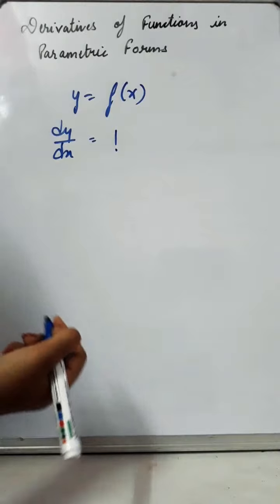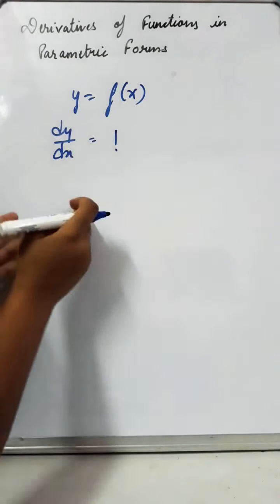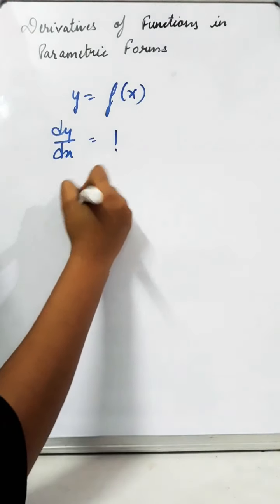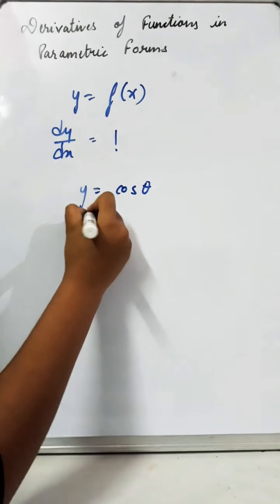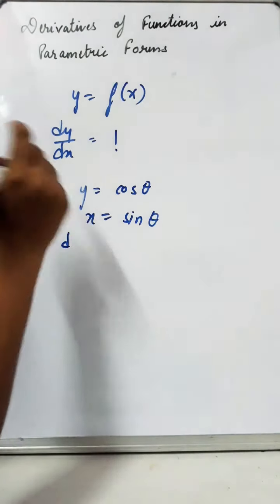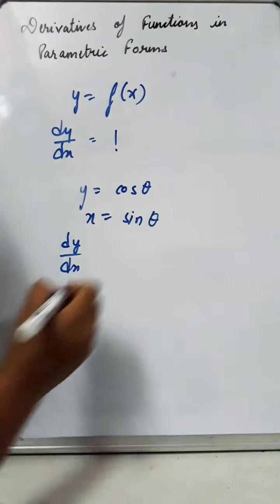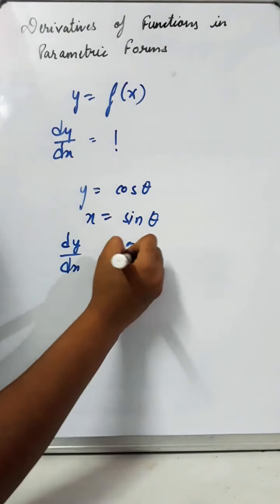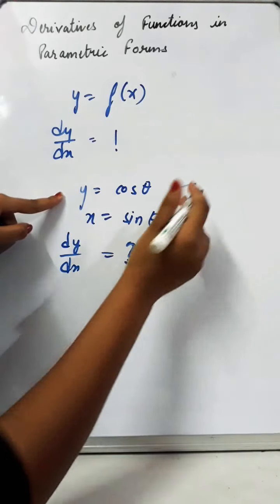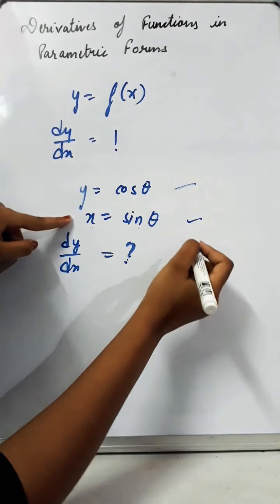But what happens when y is expressed in terms of some variable and x is separately expressed in terms of another variable? Suppose you are given y is equal to cos theta and x is equal to sin theta. And now if you are asked to find the derivative with respect to x, suppose dy/dx, now what are you going to do? Individually, y is equal to cos theta is an implicit equation. Individually, x is equal to sin theta is also an implicit equation.